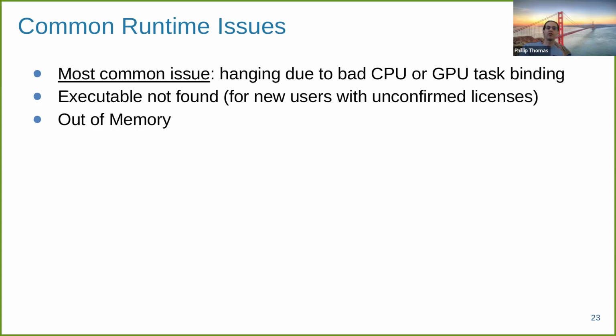Out of memory is another thing that we see frequently for large jobs. And the way to solve this is usually to increase the number of nodes and GPUs that you're using. And this spreads the size of your job over more resources. And then you can just increase this until you get the job to fit into memory.